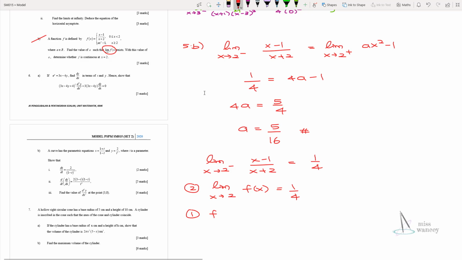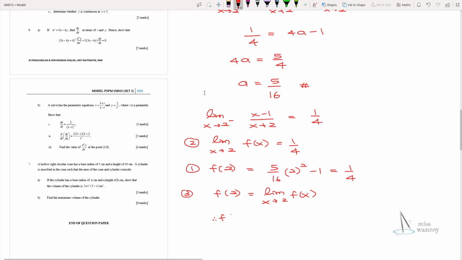The first condition, f of 2. So I'm going to substitute into ax squared minus 1. So this is 5 over 16 times x squared, so 2 squared, minus 1. So this is 5 over 4 minus 1. This is also 1 over 4. So the third condition, I know for sure f of 2 is equal to the limit as x approaches 2 of f(x). Therefore, f(x) is continuous at x equal to 2, definitely continuous.